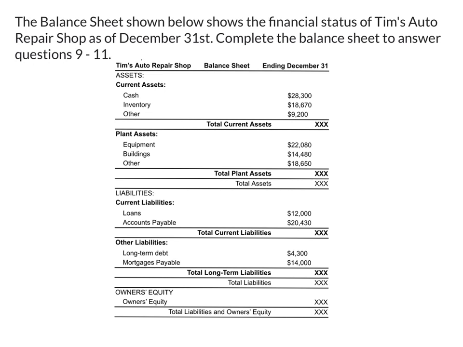Complete the balance sheet to answer questions 9 through 11. So here you'll notice we have a balance sheet, and the balance sheet is broken up into two main components. We have assets, which are comprised of current assets and plant assets, and then we have liabilities, which is comprised of current liabilities and other liabilities. Then we have a small section at the bottom of the balance sheet, which is owner's equity, and that tells us the net worth of the business. We're going to find the total assets, the total liabilities, and then owner's equity.